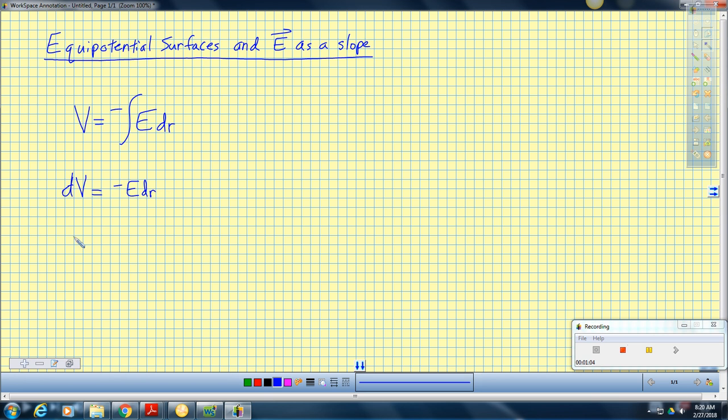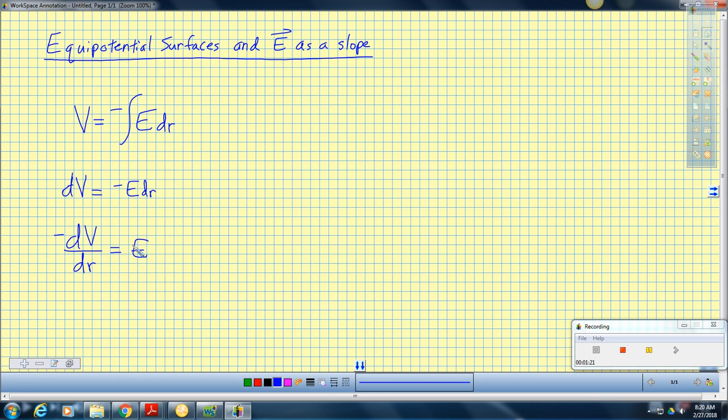Then he would say that negative dV by dr is equal to E. What that's arguing is that electric field is actually a slope. It's a negative slope, but it's looking at the rate of change of voltage with respect to position. So the more rapidly you change your voltage with each little change in position, the stronger your electric field is. That's one idea: E as a slope. I don't know why I wrote it second and then talked about it first, but that's an idea.